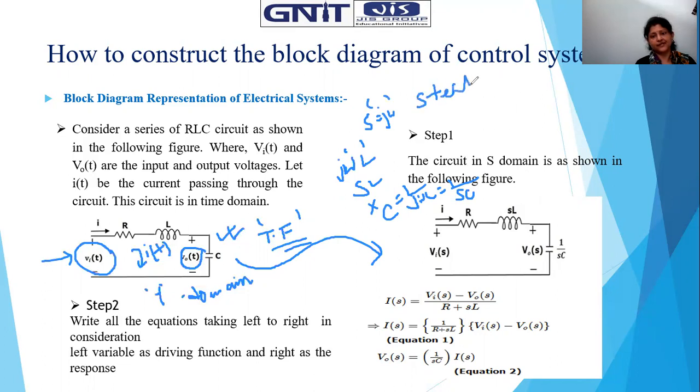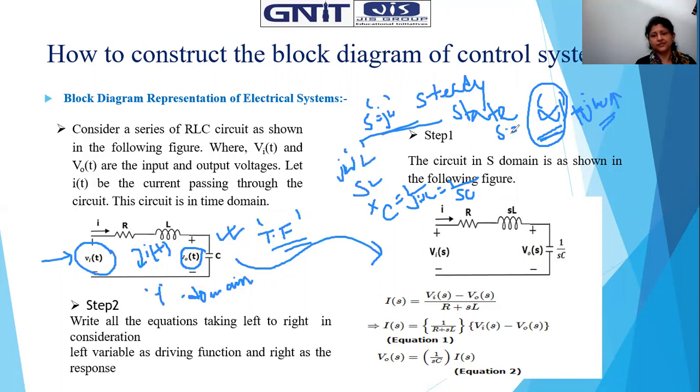So S will be basically j omega for the steady state. That will be clarified later on. Okay, for the steady state analysis, S will be considered as j omega. And S equals sigma plus j omega, right? That part is the transient part analysis. So here, we will consider the frequency response analysis, suppose. So in that case, the frequency will change.